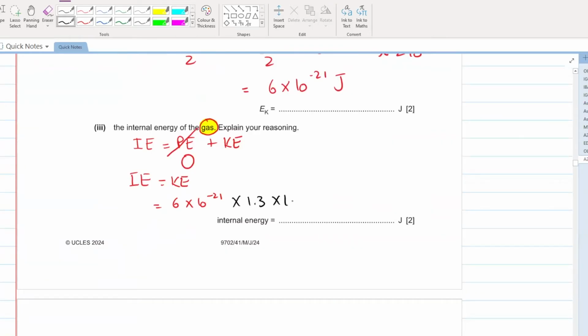1.3 into 10 raised to the power of 25. What does your answer for the internal energy of the gas come out to be? 7.8 into 10 raised to the power of 4 joules.